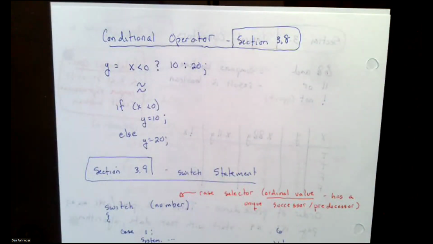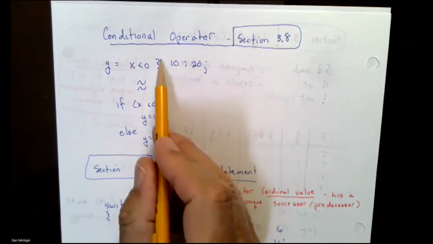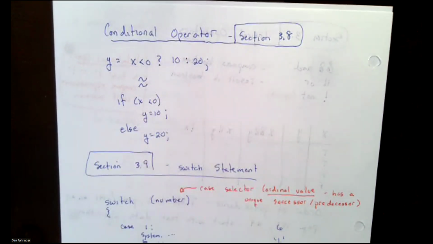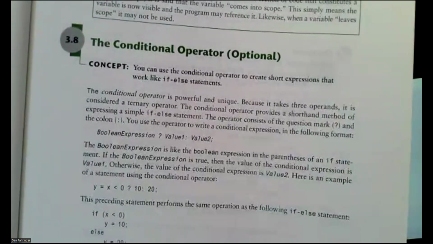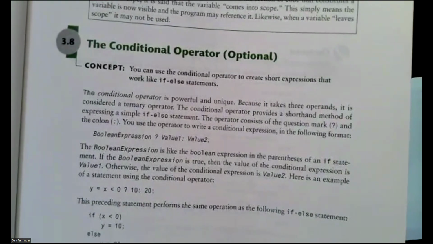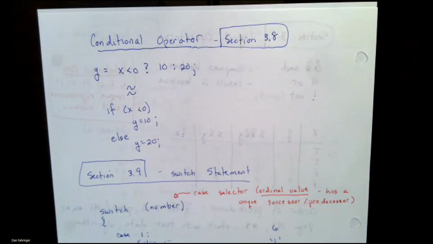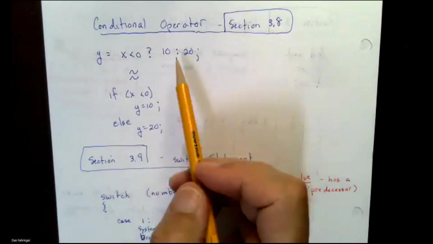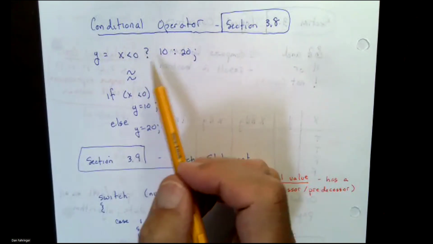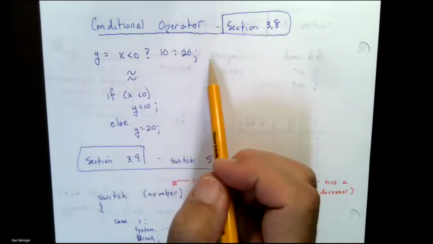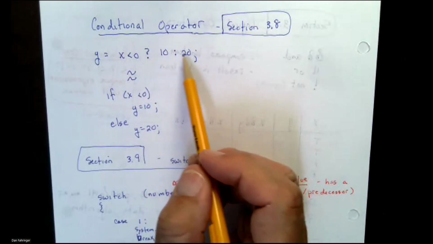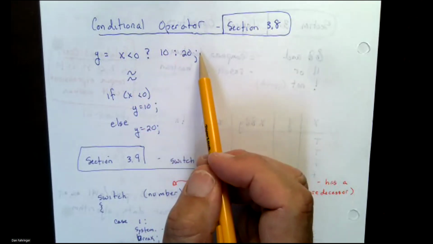Okay, here's a quick hitter. Section 3.8. We have this new operator. It's this question mark, and it does some crazy stuff. This is called a conditional operator. If you look in our book, you'll see that it's listed as optional. I throw it in there, and the reason is I go to Kansas City every year in June, and I grade high school AP Java tests. And 50% of the students use this conditional operator.